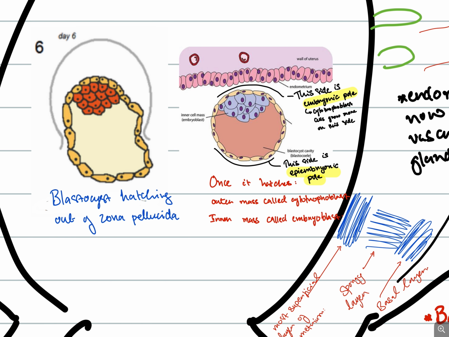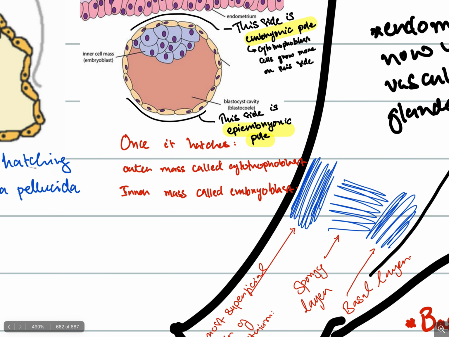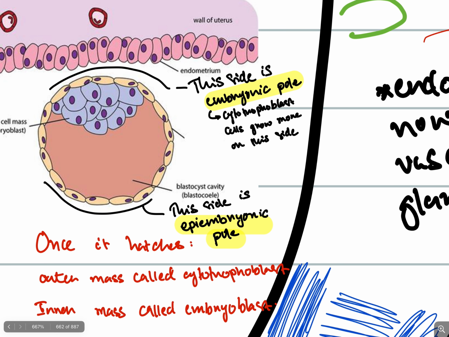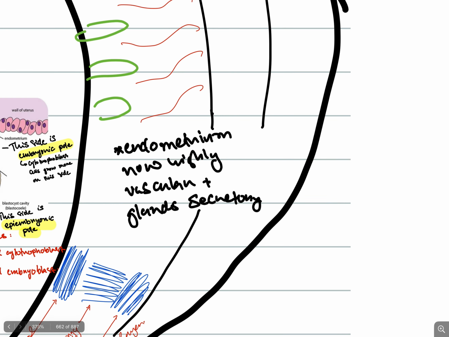So once it hatches out, we have, if you can call it, a change of name. So at this stage, the outer cell mass will be called a cytotrophoblast, and then the inner cell mass here will be called an embryoblast. And the side with the embryonic cells will be called the embryonic pole. And on this side, the cytotrophoblast cells will grow more, so they'll start sort of growing like this. And the opposite side will be called the abembryonic pole.